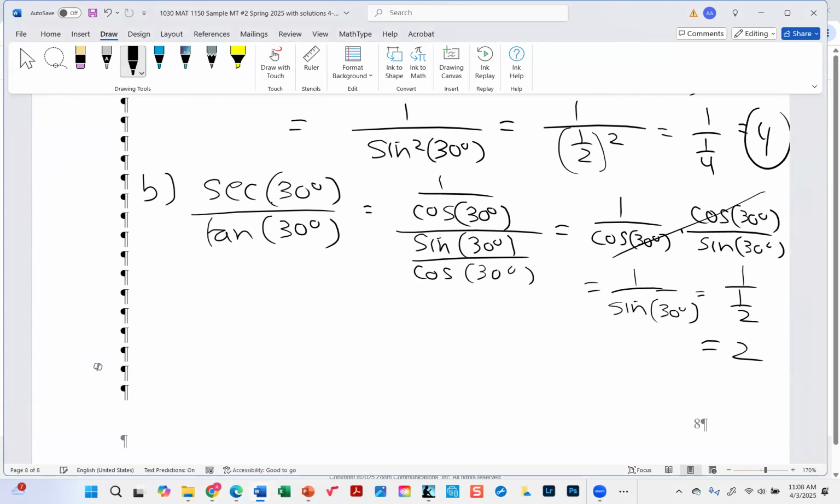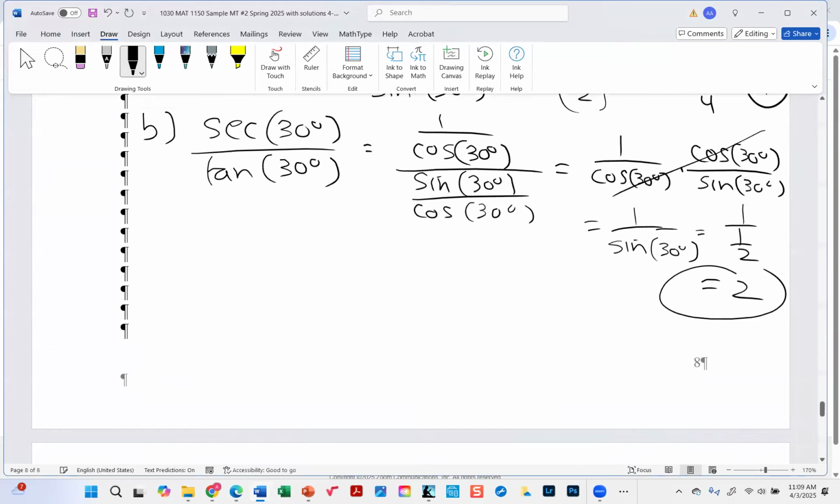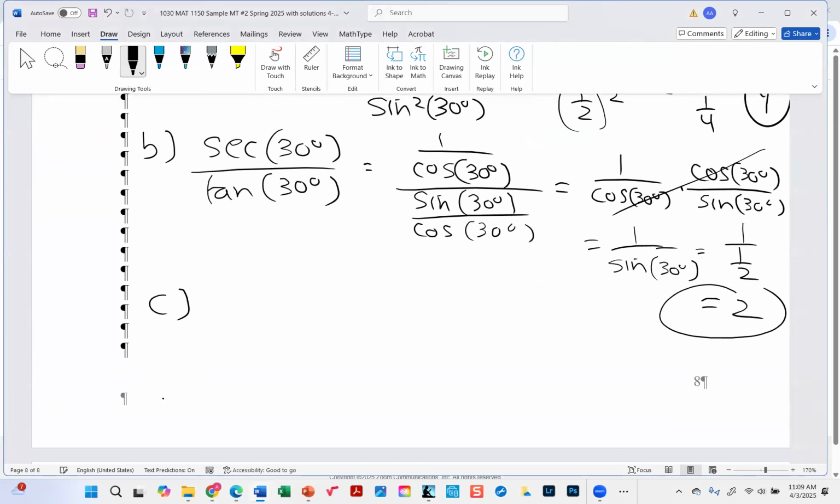And that's just 2. Okay. Beautiful. All right. Now, C. Now, by the way, when I wrote the second midterm, I don't remember how much of it is based on trig, but I think it's not a huge percentage.